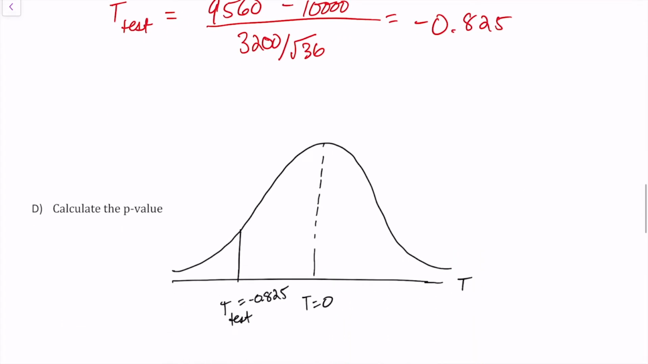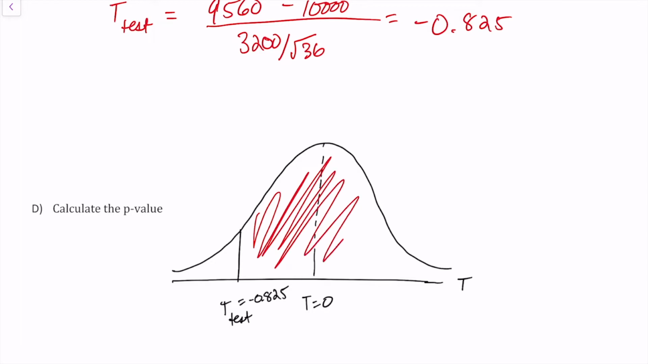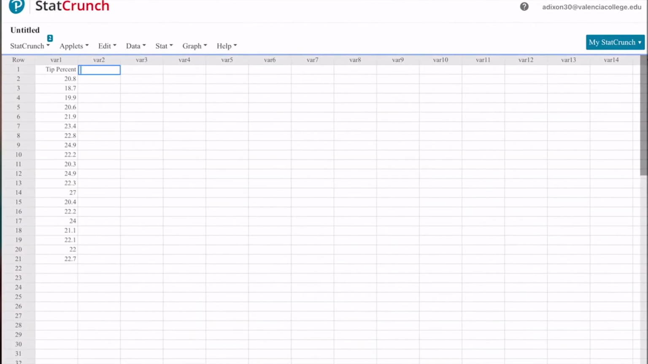Okay, so that means our area, aka our p-value, will be all of this shaded area to the right. So all of that shaded area to the right is the p-value. Okay, how do we figure that out? Either you can use your t-tables, or we could use a little bit of technology, and that's what we're going to do here. So let's go over to StatCrunch.